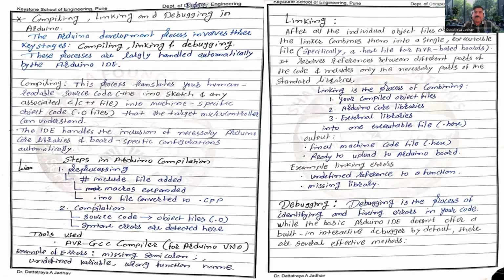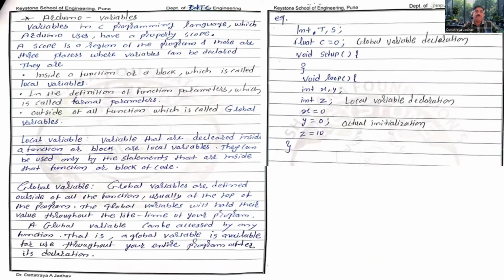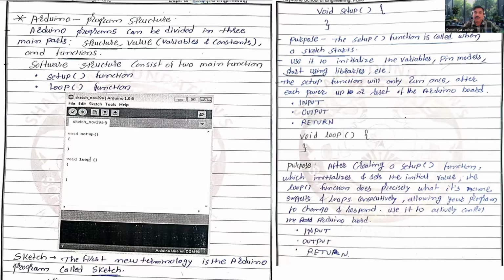So considering these parameters, today we learn about the program structure. It consists of two types of functions mostly related to the software structure: the setup function and the loop function. The setup function is mostly used to initialize the required files and libraries to execute the program, and the loop function runs whatever functions we execute within that loop.